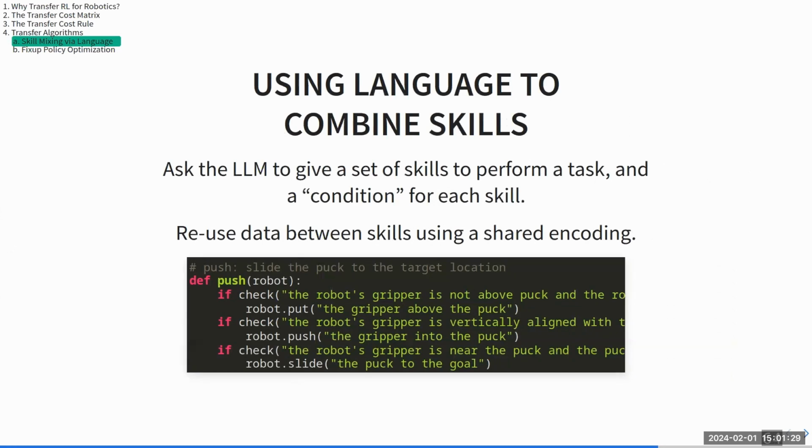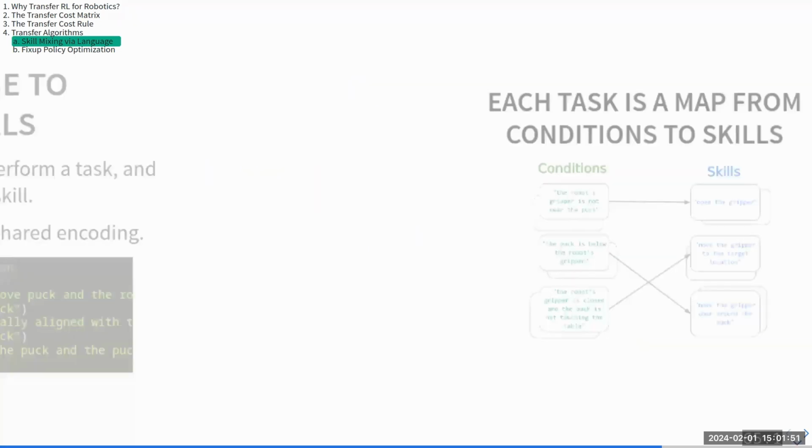So what we're going to do in this project is create a language model to output some code that looks like this, and we're going to have a second neural network interpret this code. Our conditions are semi-structured natural language statements that our query module can answer, and our skills are actually secretly natural language strings. We're just going to take this method call and embed it into a continuous space.